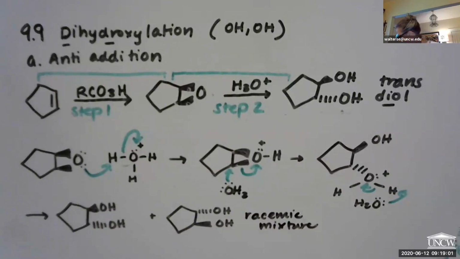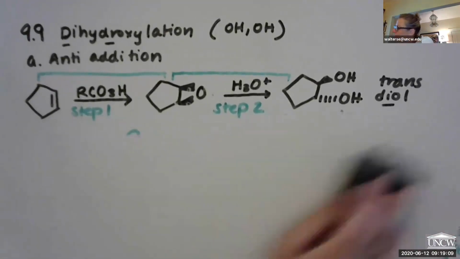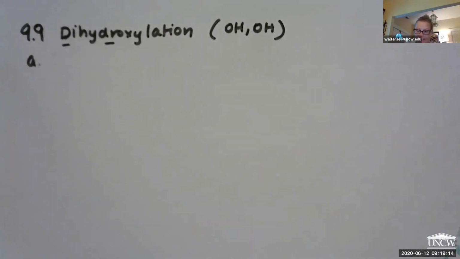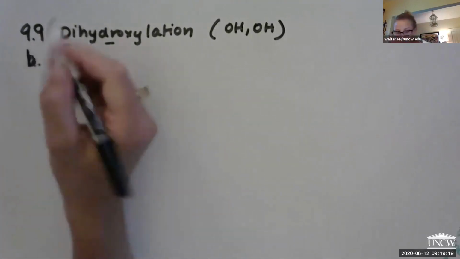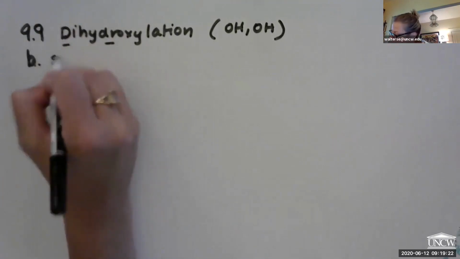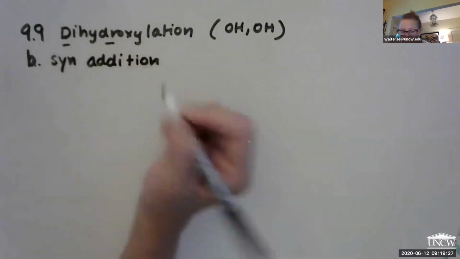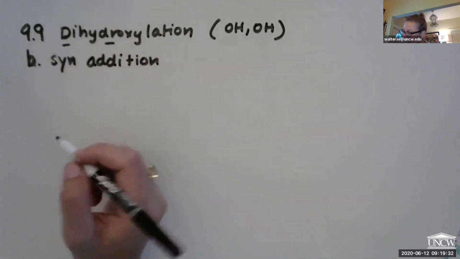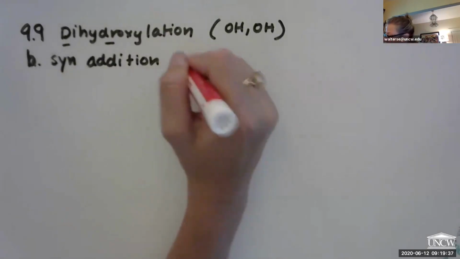Okay, I'm going to erase this and we'll do the syn addition. It's still a dihydroxylation, but now they're going to add to the same phase. Syn addition. Okay. So in this, there's no mechanism here for this in either of the steps.